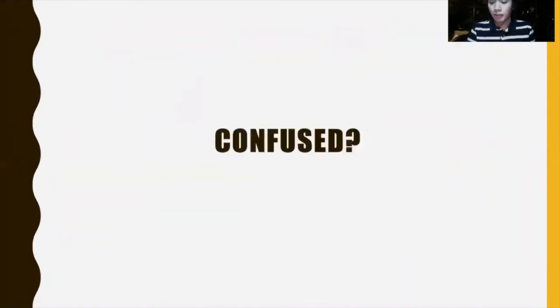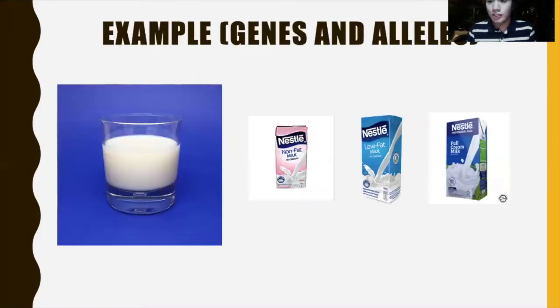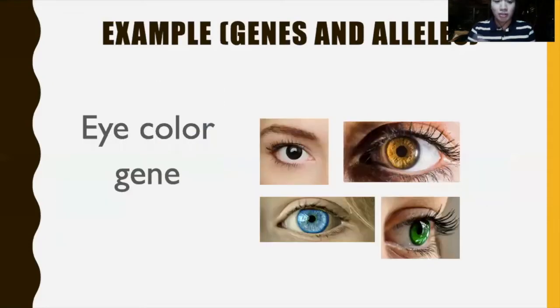That may be a little bit confusing, so here are some examples. For example, if we treat milk as a gene, there are various types of milk, or alleles. You have your non-fat, low-fat, or full cream milk. To be more specific, you have your eye color gene, and you have the alleles of black eyes, yellow eyes, blue eyes, or green eyes. In other words, they vary.